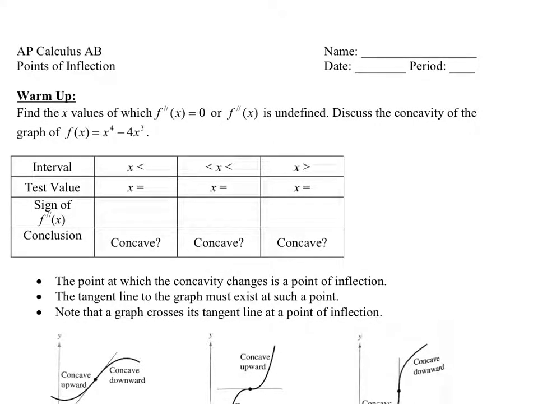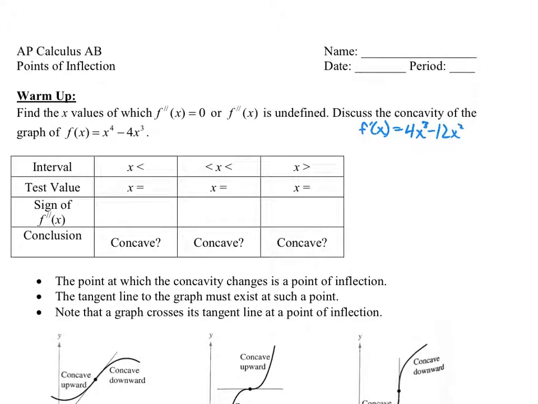Alright, so starting here, let's find the x values where f double prime of x is 0 or undefined. Discuss the concavity of the graph of f of x equals x to the fourth minus 4x cubed. Alright, so what's our first thing that we're going to do? Find the first derivative. Okay, so f prime is what? 4x cubed minus 12x squared. Good. And what's the next thing we do?